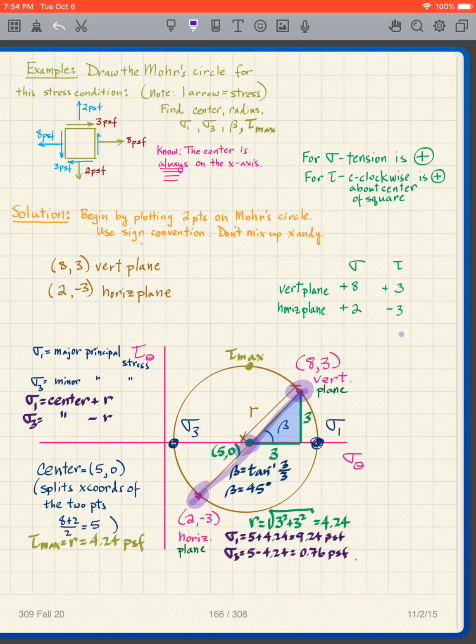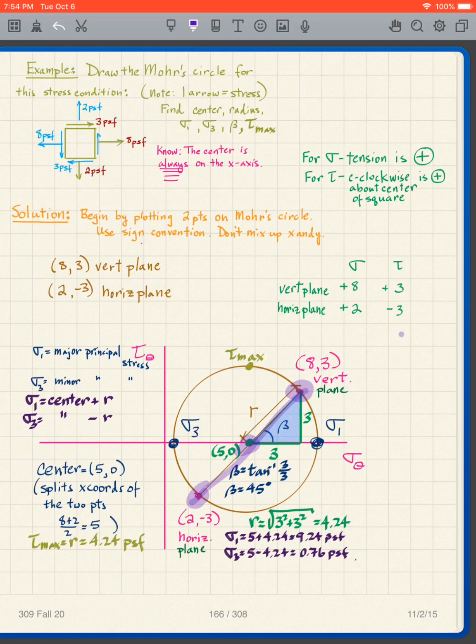It's all basic geometry and trigonometry. So I know that the center is on the x-axis. So what do I do? I just simply split the x-coordinates to get the x location. I know that the y location is 0.